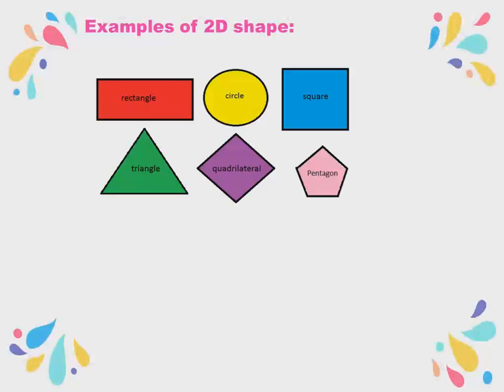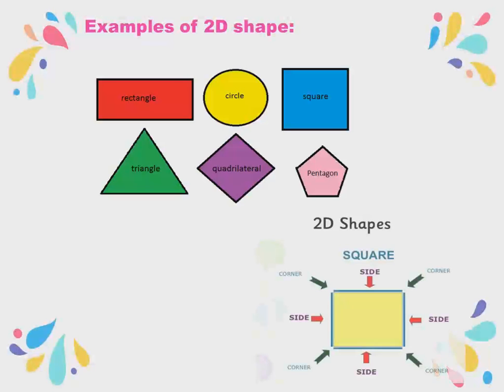Examples of 2D shapes are rectangle, circle, square, triangle, quadrilateral, pentagon. All this can be drawn on a flat surface like paper or any cardboard. So, these are called 2D shapes.